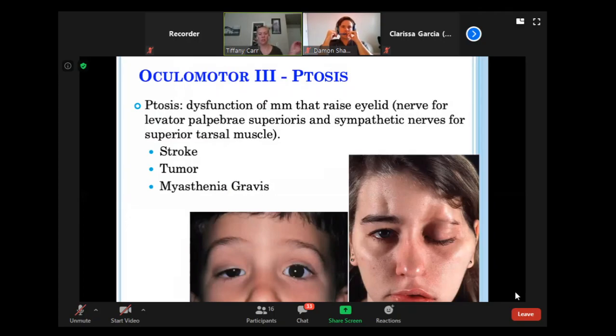So here are a couple of the problems he was talking about before. So the ptosis is dysfunction of the muscles that raise the eyelid. So remember, we were talking about how the oculomotor innervates the levator palpebrae, and so you can kind of see it here in his eye, and hers is definitely more affected. She looks like she has a full case of Bell's palsy going on here with the nasal drift and the drooping of the side of the lips as well. You can have them with stroke, tumor, or myasthenia gravis.